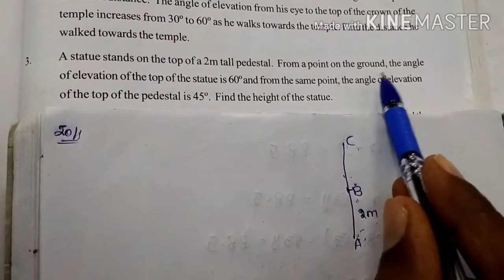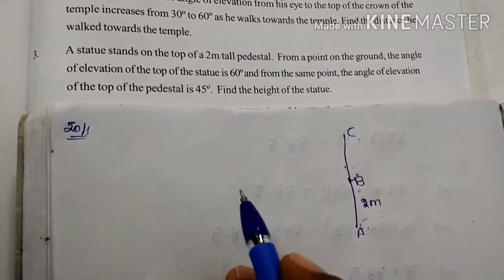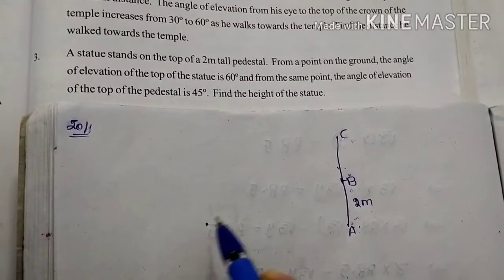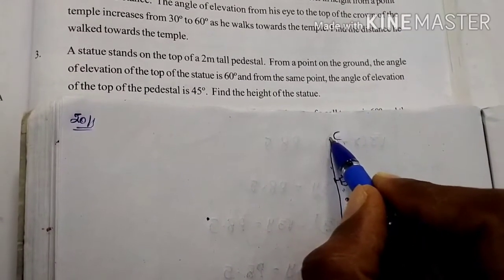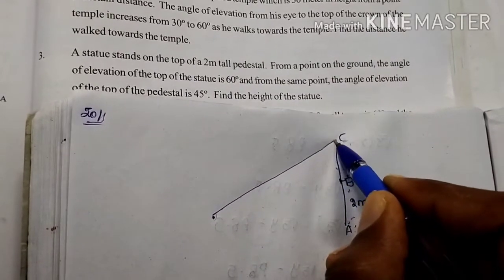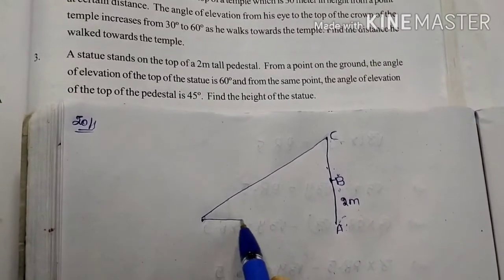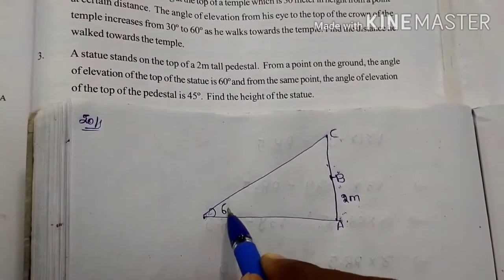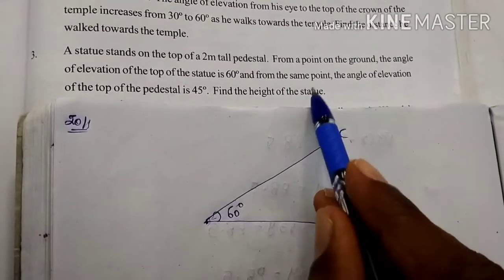From a point on the ground, the angle of elevation of the top of the statue is 60 degrees. For example, I am considering this point. From this point, if I see the top of the statue, this should be how much? 60 degrees. That means you can draw a horizontal line. Here how many degrees? 60 degrees.